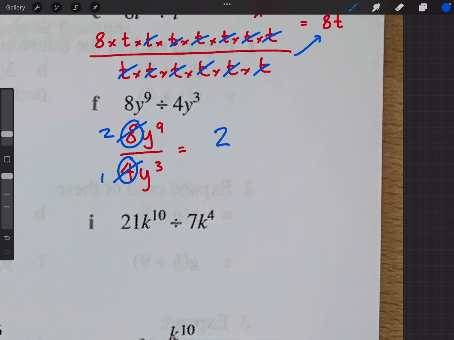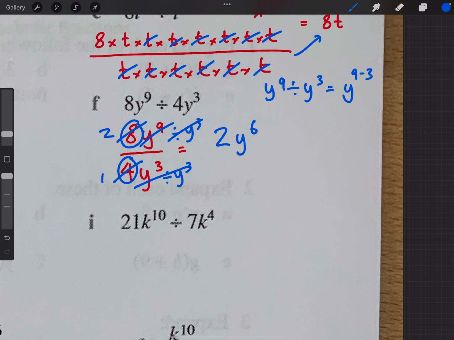And now we have y to the 9 divided by y to the 3. So the number part will be 1. And when you divide y to the 9 by y to the 3, we just minus the powers. This is the index law. So y to the 9 minus 3, which is y to the 6. So this one becomes y to the 6, and that's the answer.